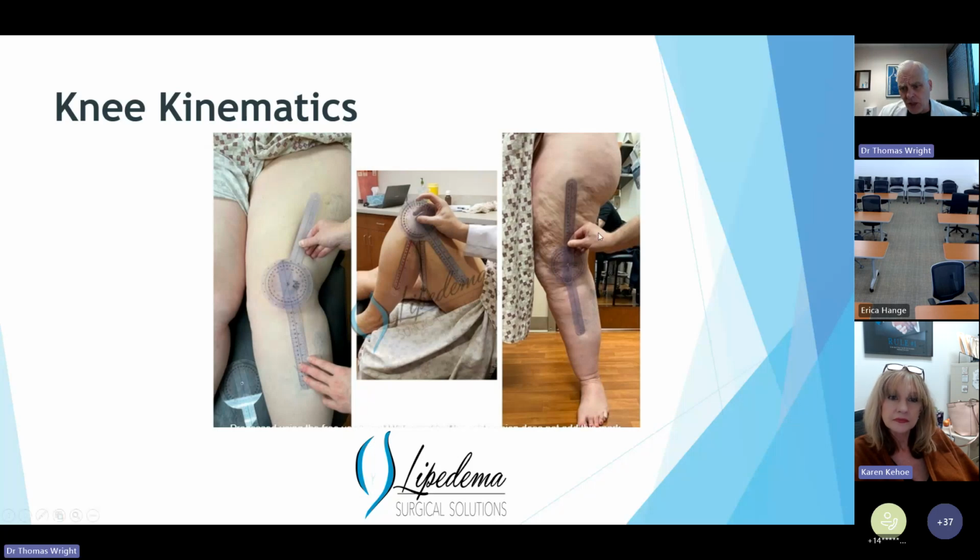And then we also measure the angulation. So the excess tissue of lipedema causes mechanical forces that rotate the knee joint, which should be straight up and down, 0 degrees. And here you can see some valgus rotation or valgus deformity in the knee joint caused by the lipedema tissue.